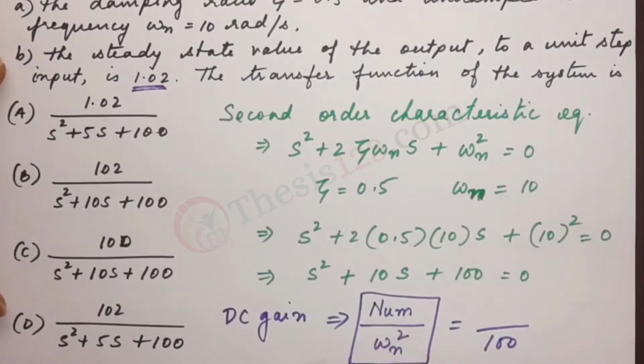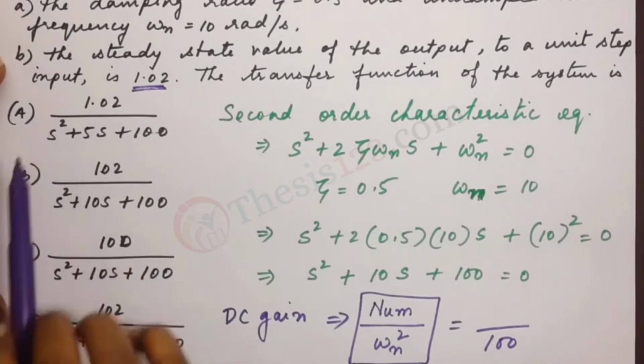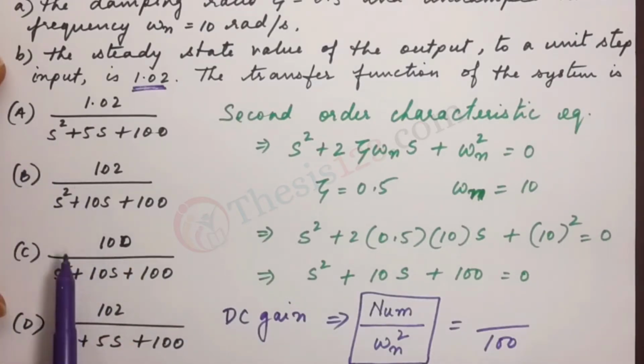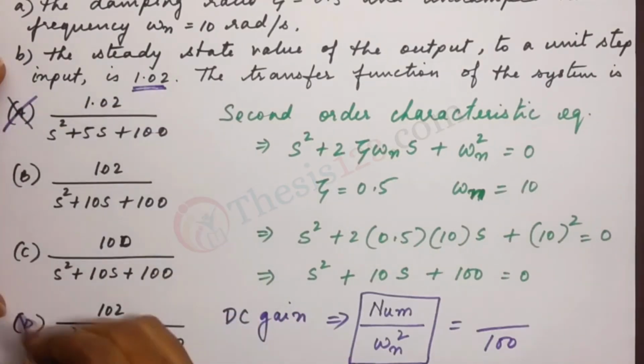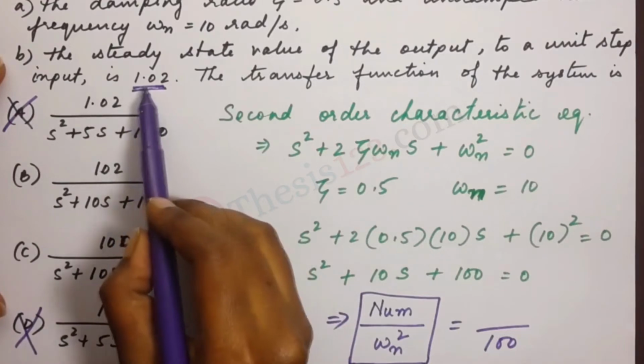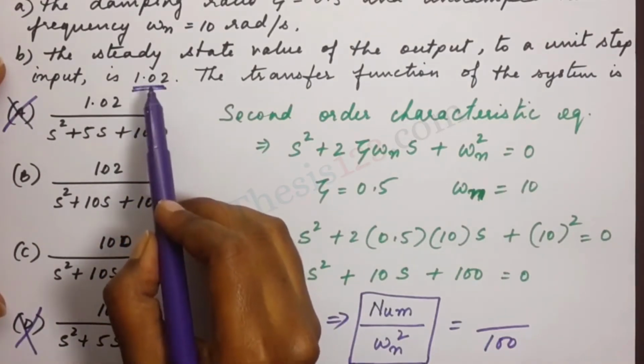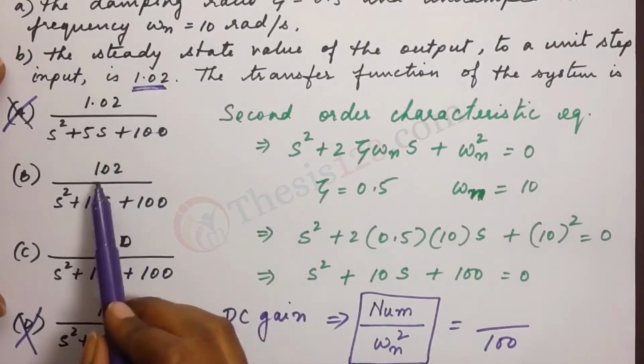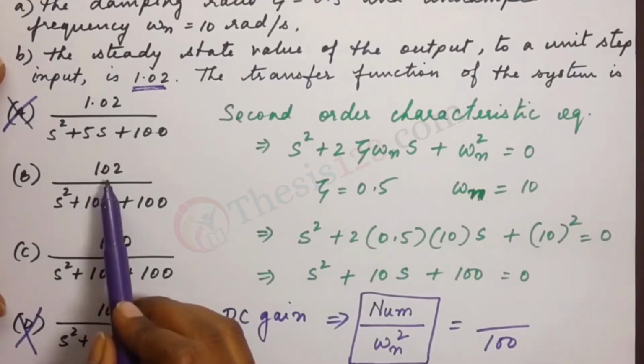So in order to check, now we have ruled out options A and D, right? So it cannot be A, it cannot be D, it has to be either B or C because of the denominator. The denominators of both of these options match the second order characteristic equation that we have just found. So let's just cross off these two and concentrate on just B and C. So we have to check which one of these two will give us the value of 1.02 as the steady state value. Let's start with B first, 102.